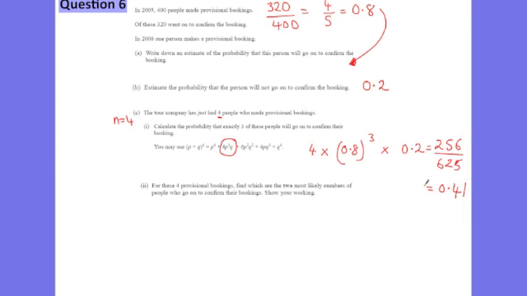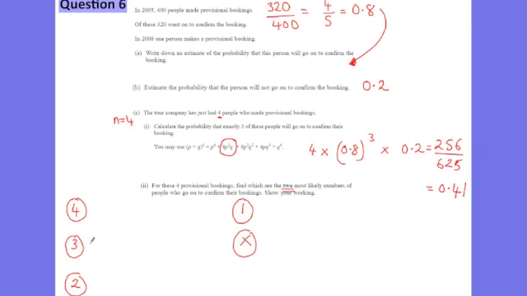For these 4 provisional bookings, which are the 2 most likely numbers of people who go on to confirm their bookings? So here we have 4 people. All 4 could confirm their bookings. 3 of them could confirm their bookings. 2 of them could confirm. 1 could confirm. And 0 could confirm. You need to calculate the probability for each one of these and identify the 2 most likely.